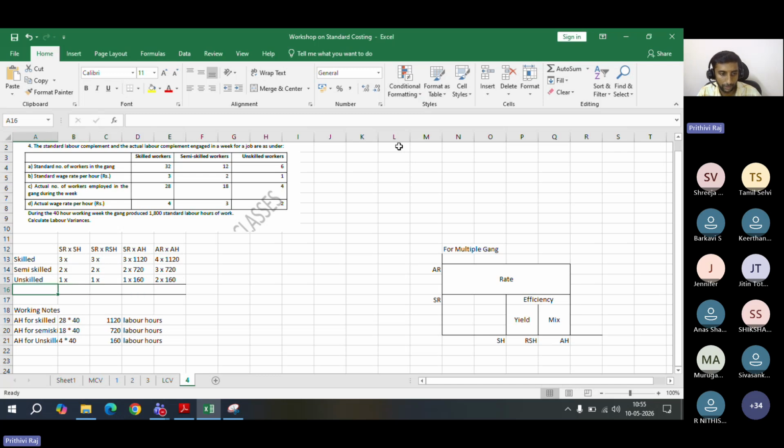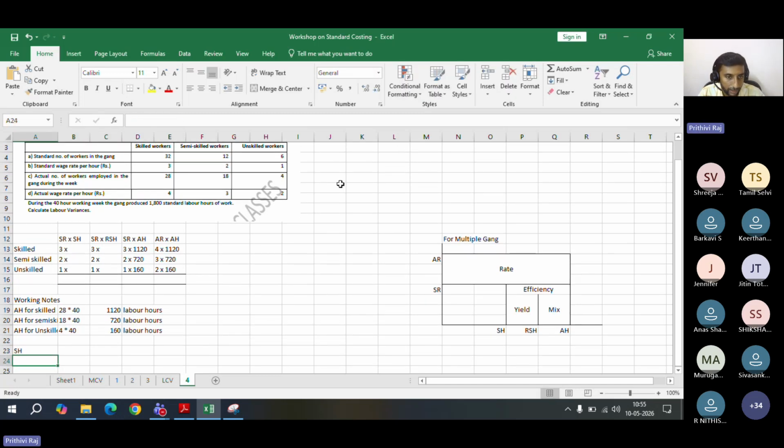Now for standard hours, SH. As I said, the standard labor hours is already given as 1800. They are given in the question. So the standard labor hours is 1800 labor hours. How you got it? Given in the question. For the understanding, I just put it here. Directly they are given.